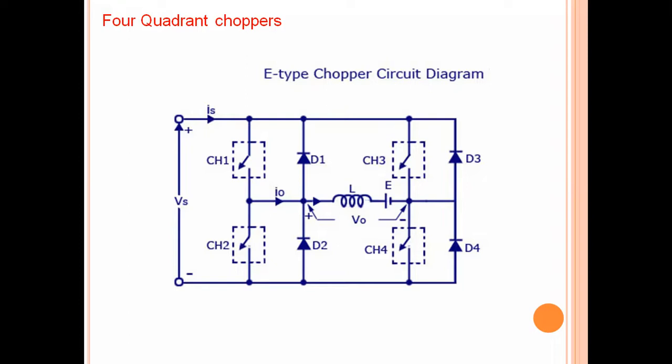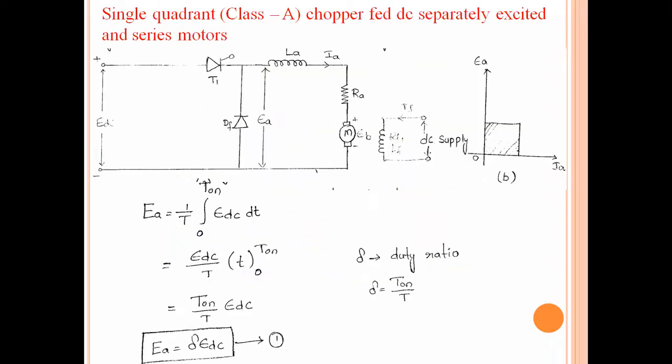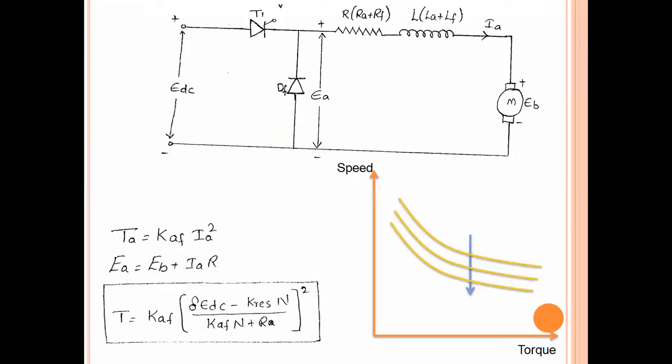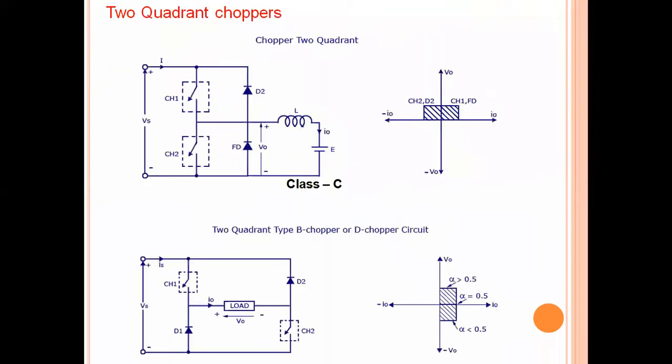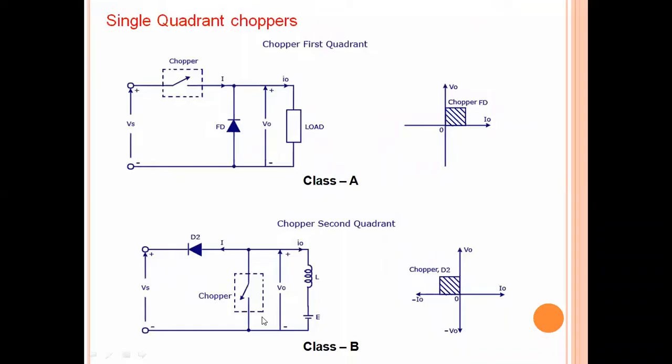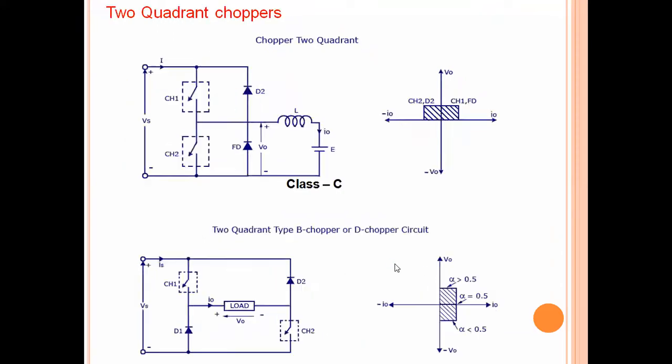Okay. So in the previous class, we have seen the single quadrant Class A type chopper, which is a motoring chopper. The same operation can be derived for the other single quadrant chopper, which is Class B, operating in the second quadrant. We can derive the same analysis which we have done for Class A. The same analysis can be done for Class B, so that we can operate in the second quadrant.